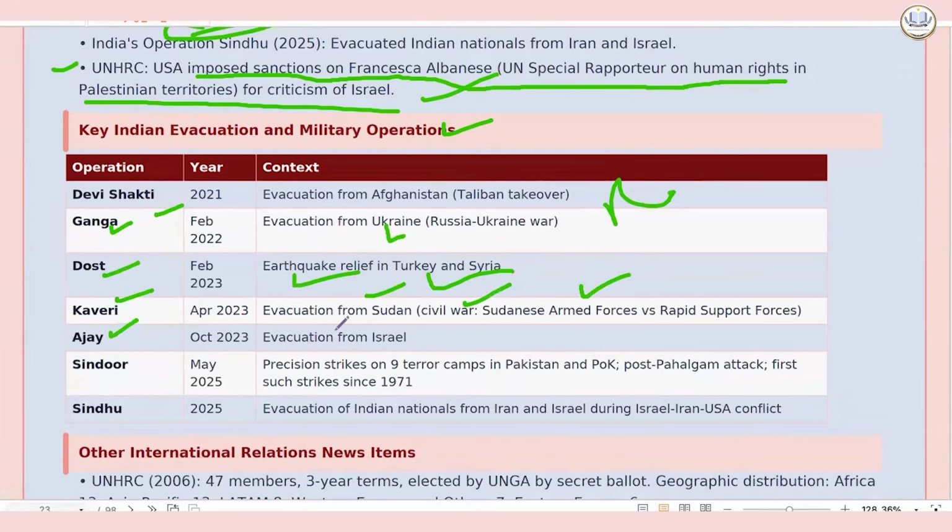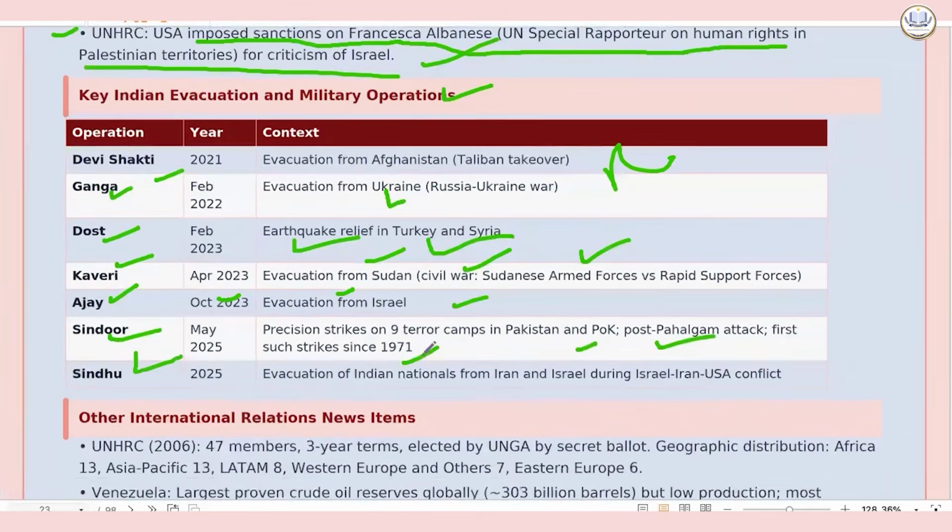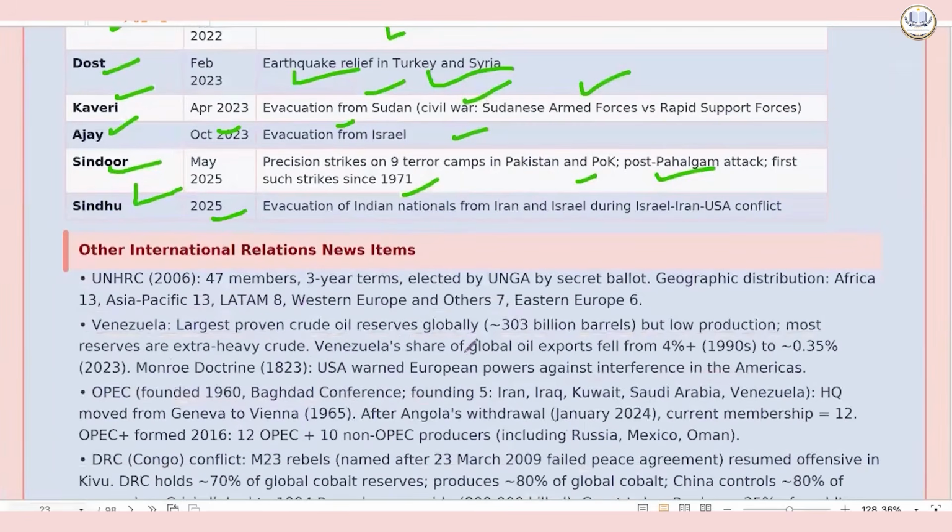Then Operation Ajay, evacuation from Israel, October 2023. Operation Sindoor, precision strikes on 9 terror camps in Pakistan and PoK, post-Pahalgam attack. Then Operation Sindhu, evacuation of Indian nationals from Iran and Israel during Israel-Iran-USA conflict. There are other international relation news.